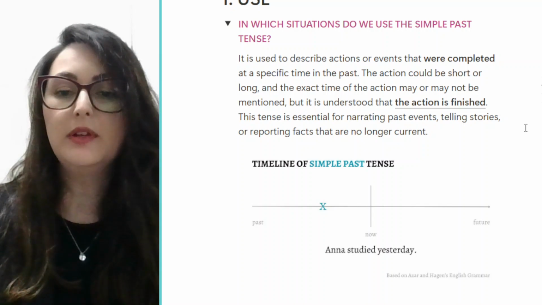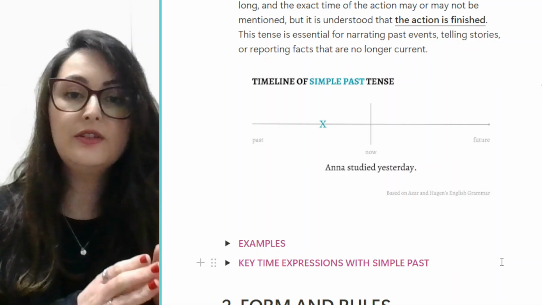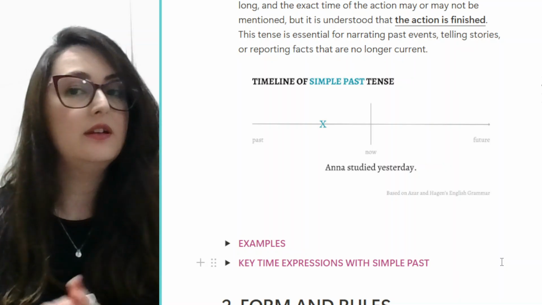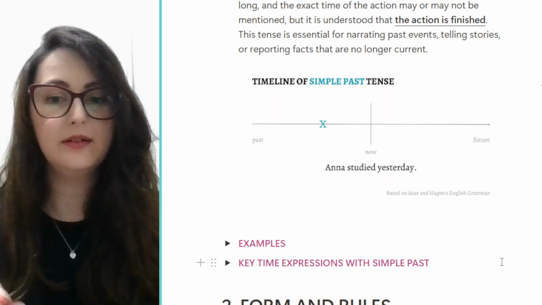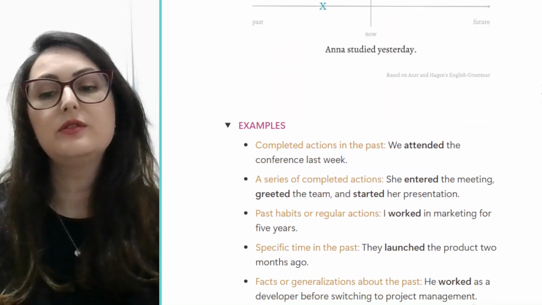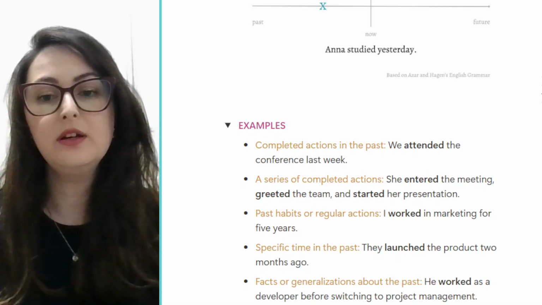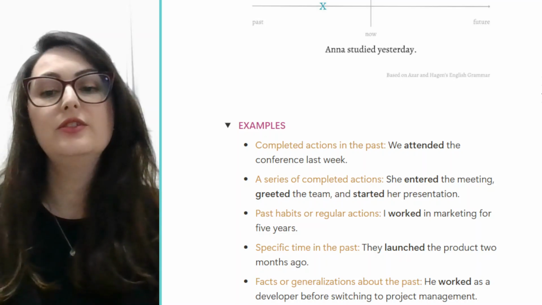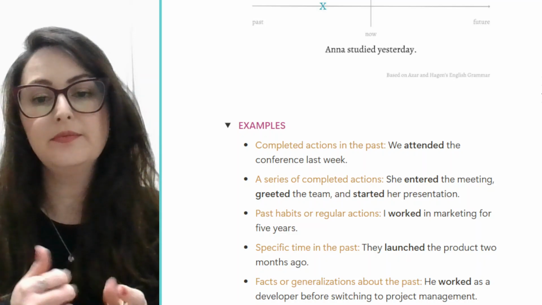So let's see the timeline of the simple past tense. This is about an action that is finished, no longer current, no longer happening in the present. So, as an example, I studied yesterday. This is finished. This is done. Let's see more examples. So we can use it to talk about completed actions in the past. We attended a conference last week. Or to talk about a series of completed actions. She entered the meeting, greeted the team, and started her presentation.